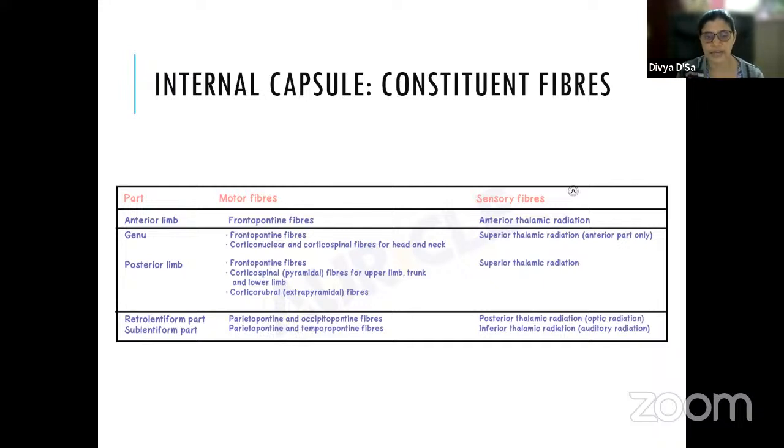The posterior limb will carry frontopontine, corticospinal, and corticorubral fibers. Okay, it carries all these 3. And the sensory fibers are the superior thalamic radiation. Then the other 2 parts, the retrolentiform and the sublentiform: the motor fibers will be parietopontine and occipitopontine, whereas sensory fibers will be the posterior thalamic radiation and inferior thalamic radiation.